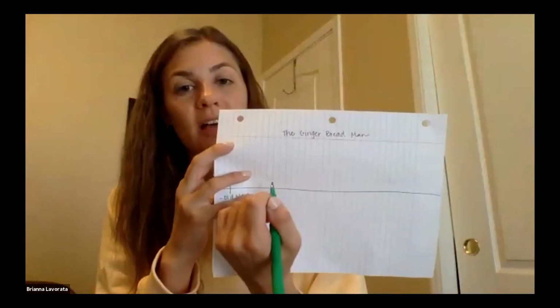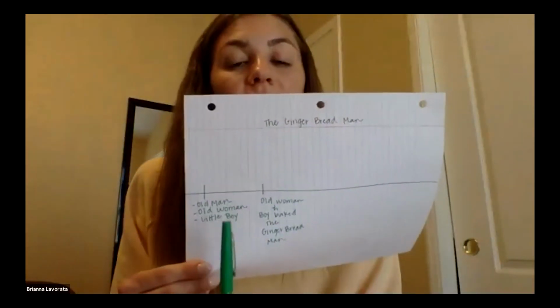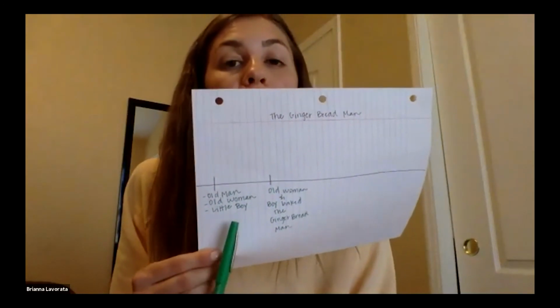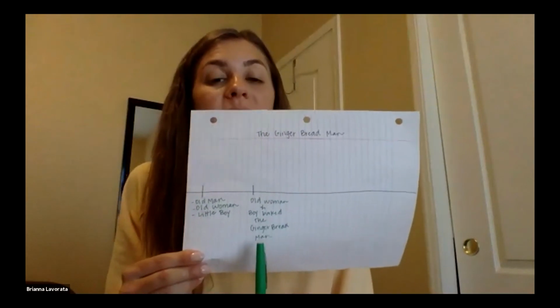Now we're going to put another tally mark, we can call that another line for an event. And we can say, old woman and boy baked the gingerbread man. Okay, so we have an old man, old woman, and a little boy were first introduced in our story. Then an old woman and a boy baked the gingerbread man.